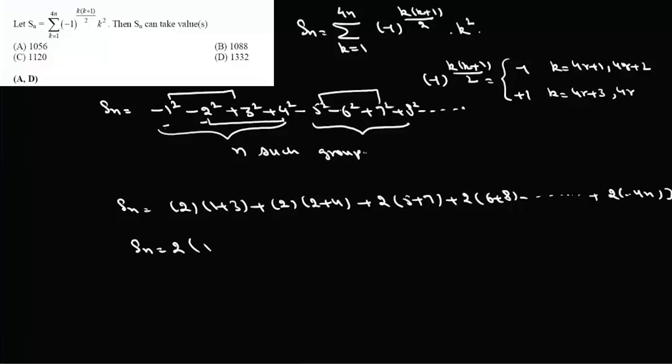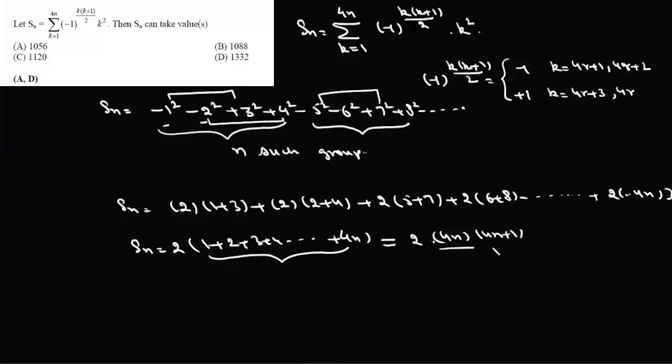So it'll be 1 plus 2 plus 3 plus 4 up to 4n, which is the sum of the first 4n terms. So it'll be equal to 2, and this is n plus 1 by 2. So this 2 and 2 will cancel. So this is 4n into 4n plus 1.